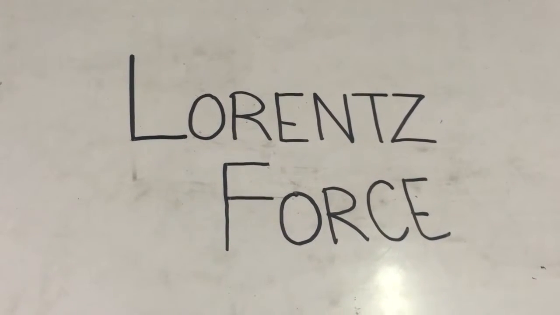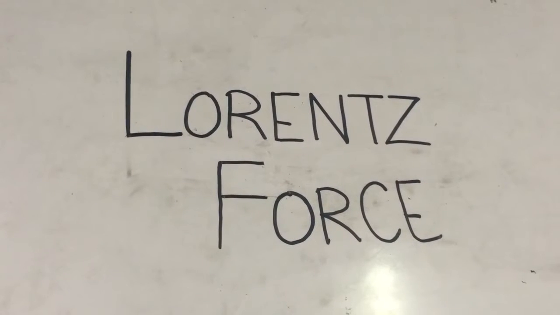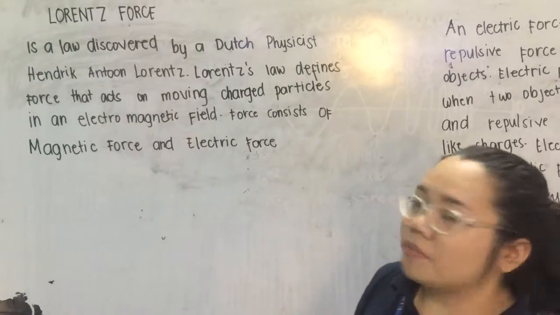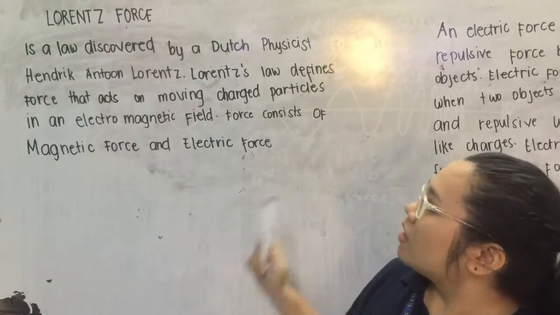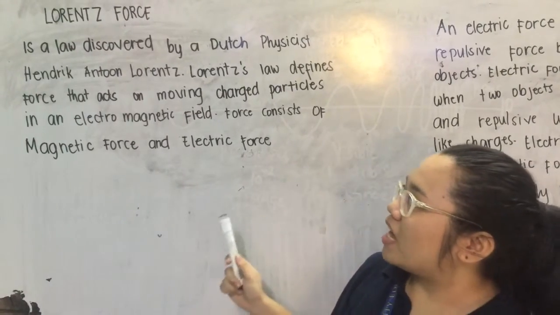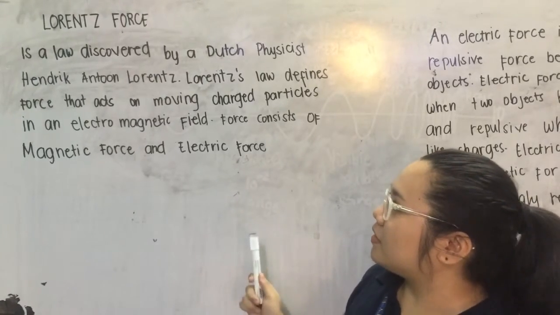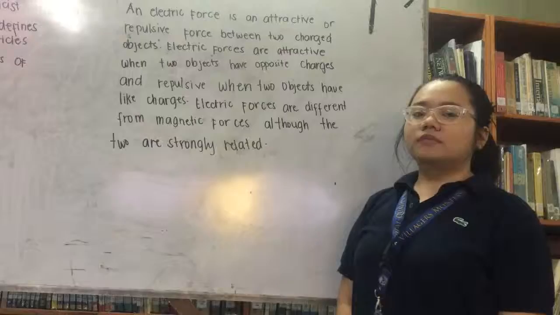Today we will be discussing the Lorentz force and the motion of charged particles in electric and magnetic fields. The Lorentz force is a law discovered by a Dutch physicist, Hendrik Antoon Lorentz. Lorentz's law defines the force that acts on moving charged particles in an electromagnetic field. The force consists of magnetic force and electric force.